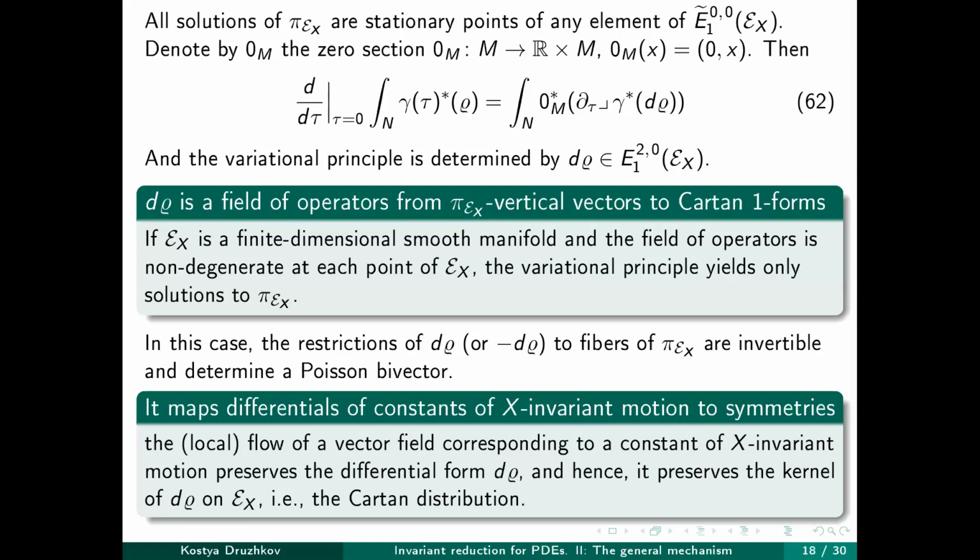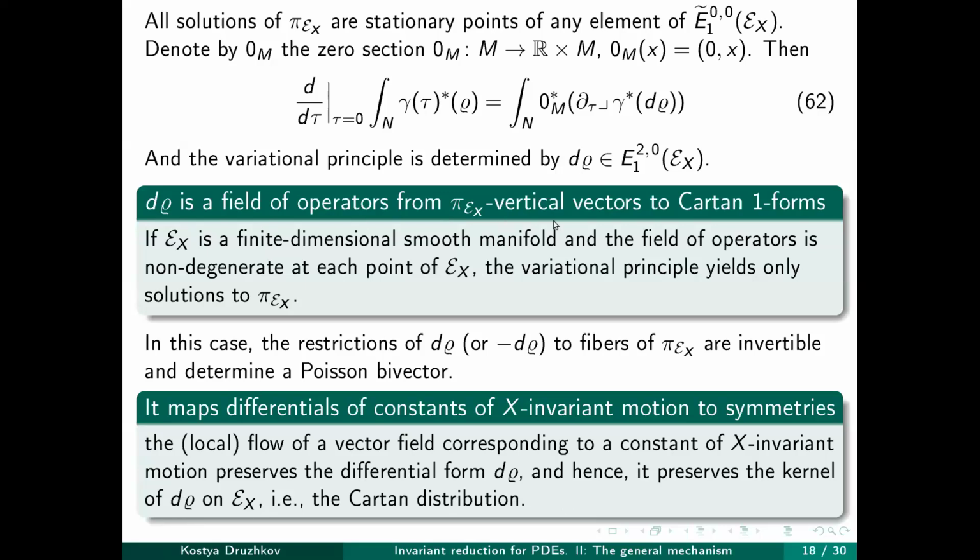The Poisson bivector maps differentials of constants of x-invariant motion to symmetries, because the local flow of a vector field corresponding to a constant of x-invariant motion preserves the differential form the rho. And hence it preserves the kernel of the rho on epsilon x, that is the Cartan distribution, because in this case, if it is non-degenerate on fibers, the kernel of this form is precisely the Cartan distribution. We can describe the Cartan distribution without the Cartan distribution in this case. We can say that we have these two forms, and its kernel becomes the Cartan distribution.